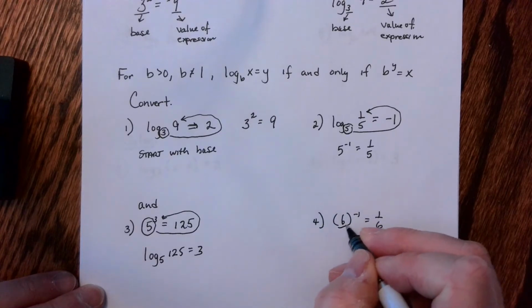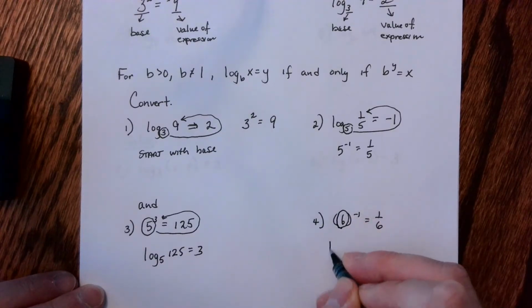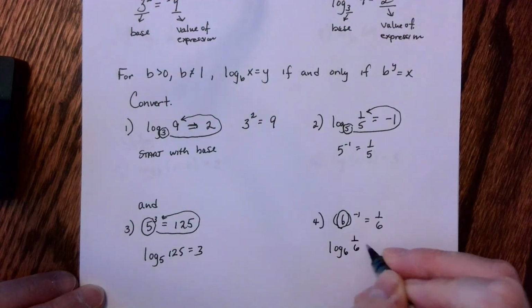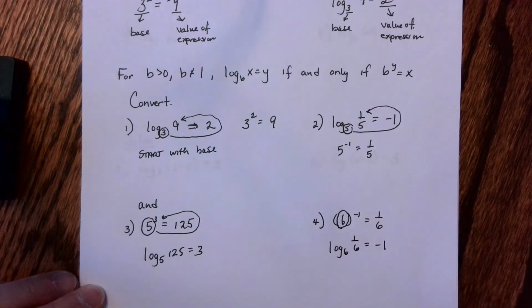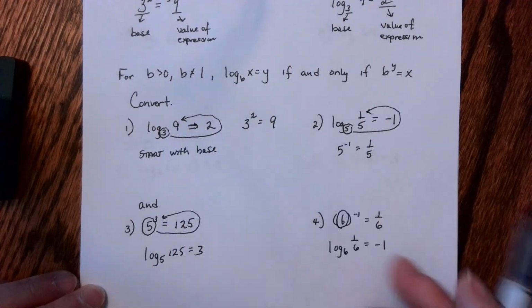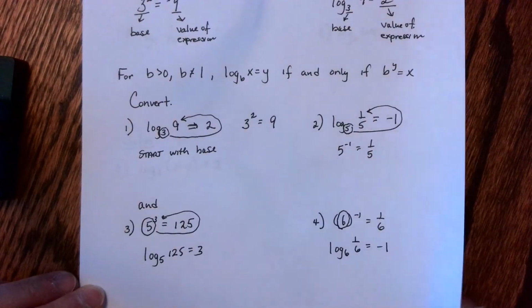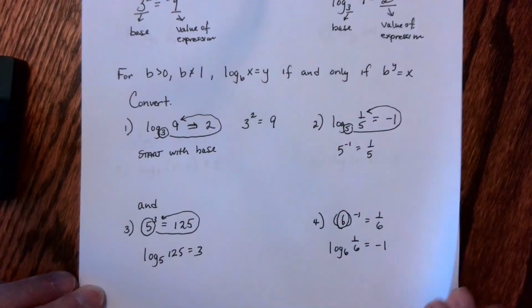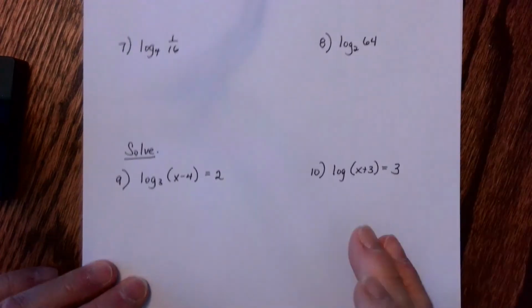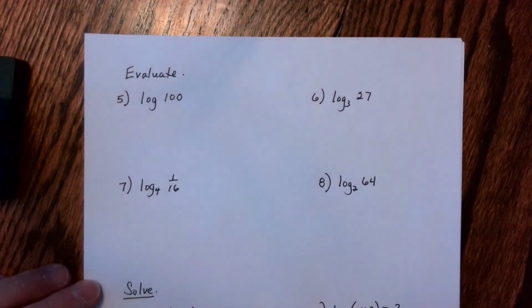Over here, again, starting with our base, log base 6 of 1/6 is equal to negative 1. Okay, so as you can see, this property holds true, how we're able to write back and forth. And it's good to be able to do that because that can help you figure out answers to problems. So how do we apply this information? Okay, well, take a look at number 5.